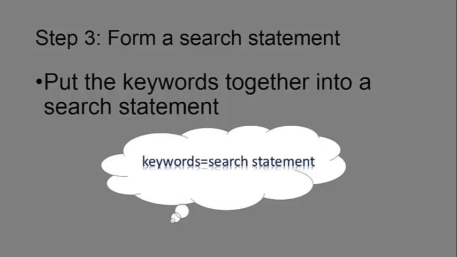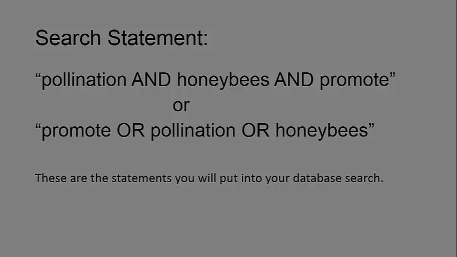Now you have to put the keywords together into a search statement. Remember to use your Boolean and truncated search terms as necessary. Appropriate search statements for this research question would be pollination and honeybees and promote, or promote or pollination or honeybees. These are the statements you will put into the database's search bar.